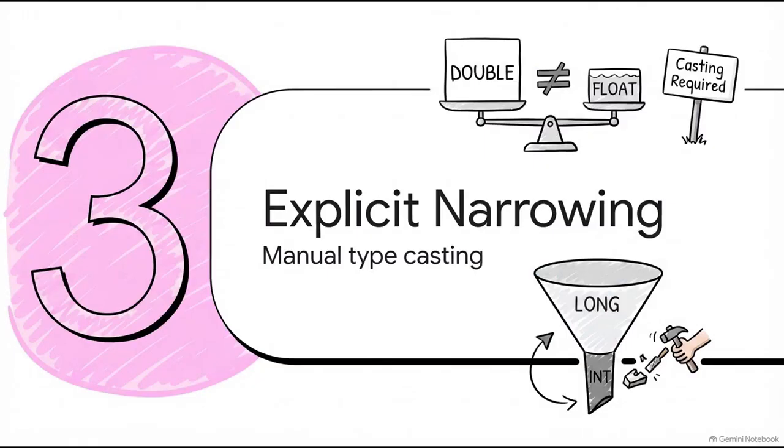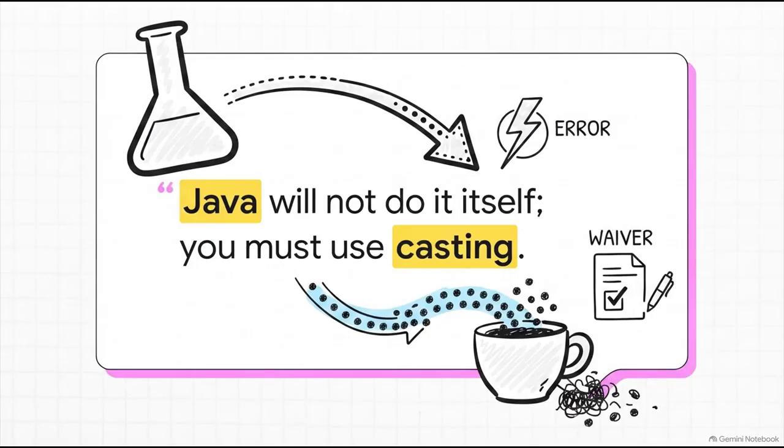Which brings us to Section 3, explicit narrowing and casting, manual typecasting. This is the exact opposite scenario, and frankly, a much more dangerous one, where the destination container is actually smaller than the source container. The main takeaway is that Java will not automatically spill your data. You must explicitly use casting to take responsibility.